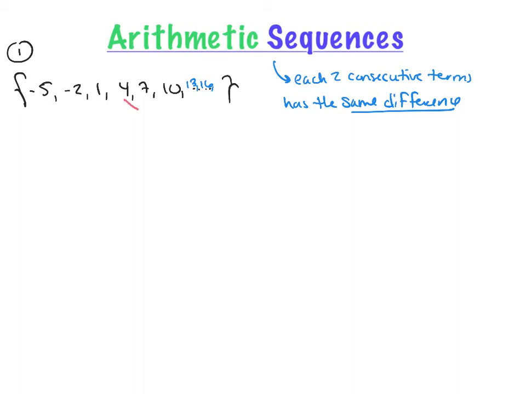So if I'm looking at 4 and 7, 7 minus 4 is 3. And if I'm looking at, let's say, 10 and 13, 13 minus 10 is also 3. And if I'm looking at 1 and 4, 4 minus 1 is 3. And even -5 and -2, -2 minus -5 is 3. So this 3 right here is what they call the common difference.